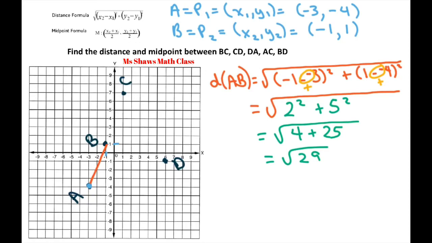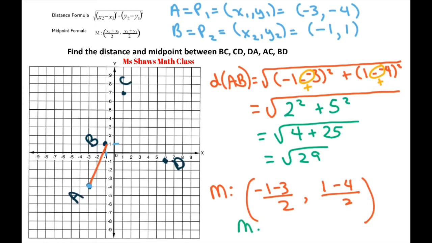So now we need to find the midpoint. You're just adding your x's and dividing by 2. It's basically the average. So you add your x's, -1 minus 3 divided by 2, and 1 minus 4 divided by 2. So this is really plus and negative, but you don't have to put that. So that equals -4 divided by 2, which is -2. And this is going to be -3 divided by 2, which is -1.5.